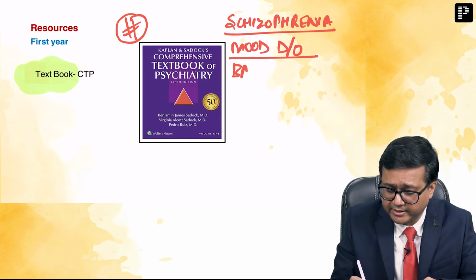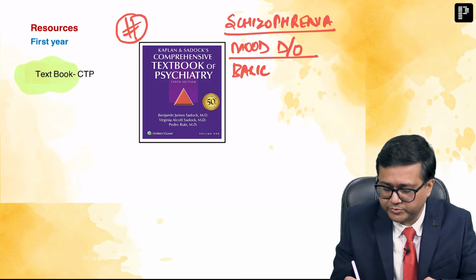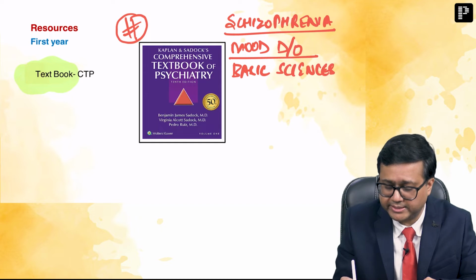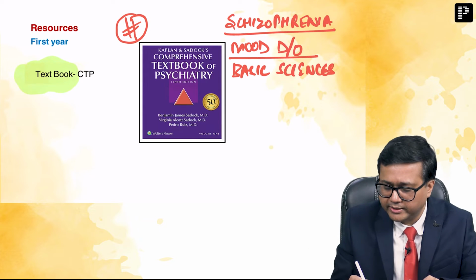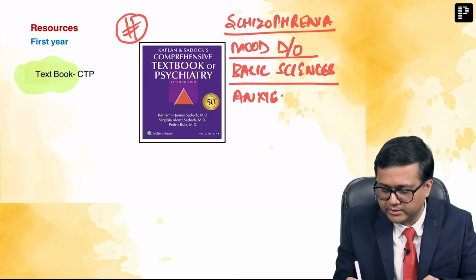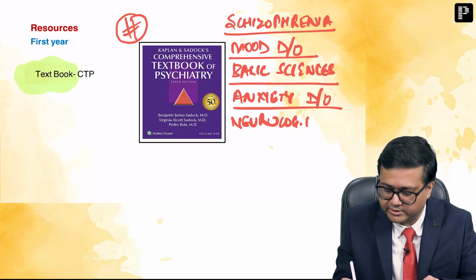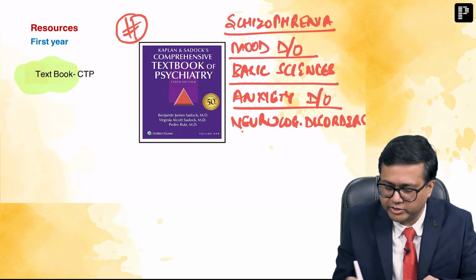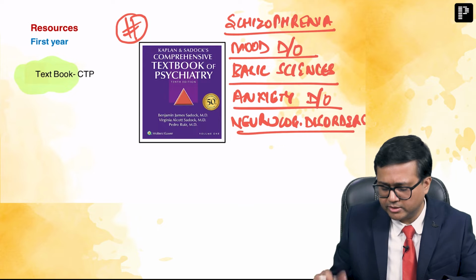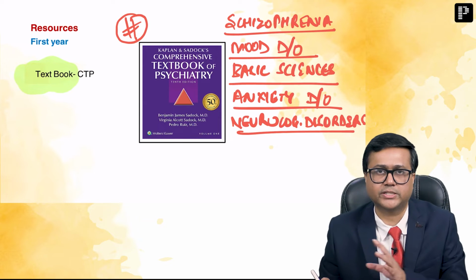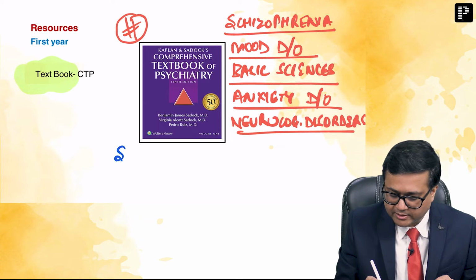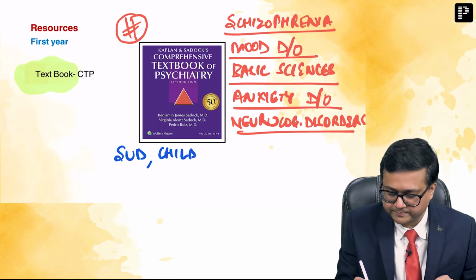The basic sciences, the initial few chapters which you will read from CTP, are also very important, such as neuroanatomy and neurotransmitters. Then you can also read anxiety disorders as well as neurocognitive disorders. These are some important topics which one should read from CTP. Then there are certain other topics which you can read from CTP as well, and of course, we'll also discuss some other resources. So topics such as substance use disorders and child psychiatry can again be read from CTP as well.